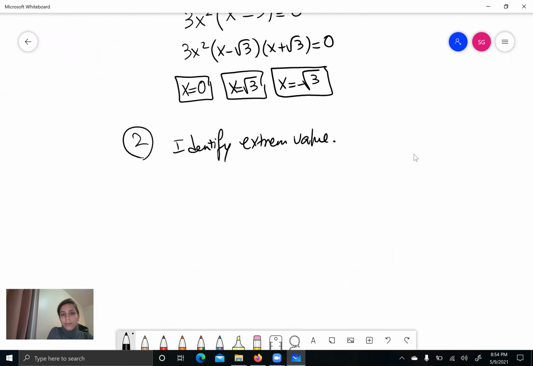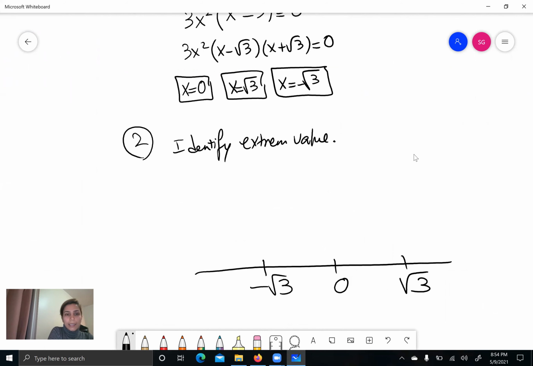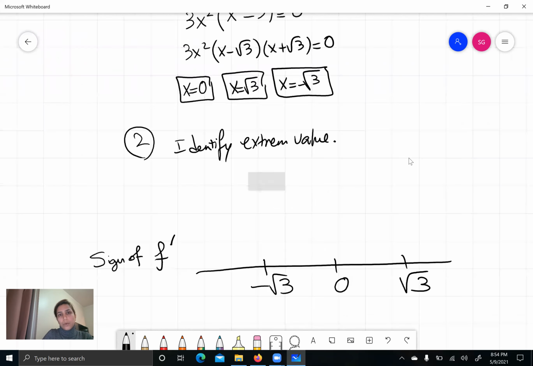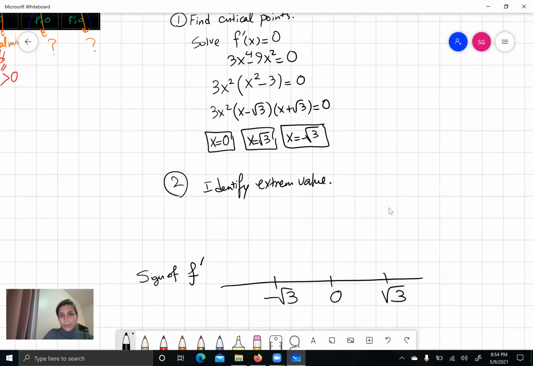So, what are the critical values? The critical values are negative square root of 3, 0, positive square root of 3. I need to know the sign of f prime, the first derivative. What was the first derivative formula? One more time. I need to identify the sign.